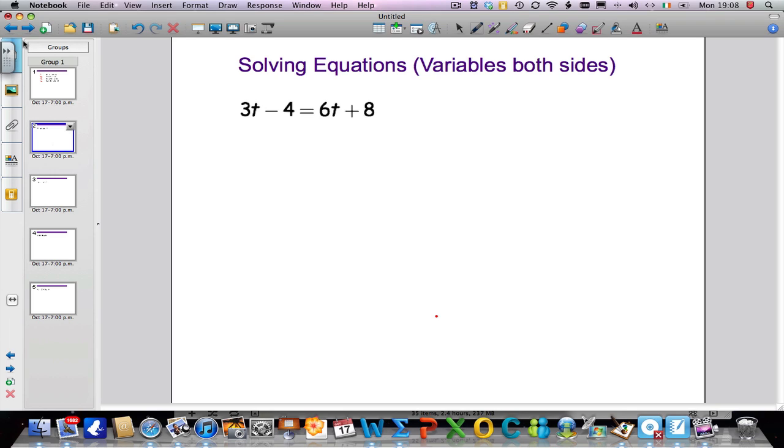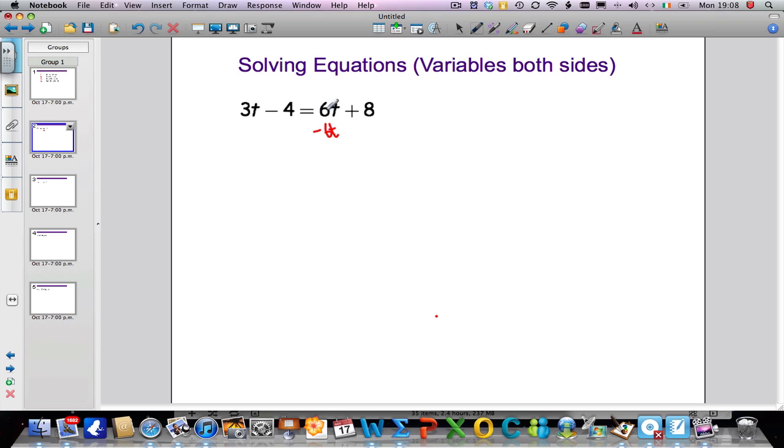We got 3t take away 4 equals 6t plus 8. As with all equations, what we're trying to do is get the variable on its own on one side and everything else over the other side. So to start that process, I don't want this 6t on the right hand side, I want to get it over here. So in order to get rid of that 6t, I'm going to take away 6t.